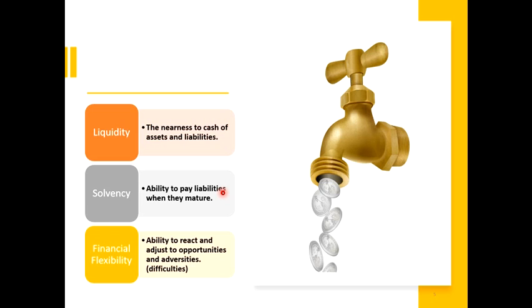Contoh macam sekarang, most of the company is facing the adversities. As you can see, due to COVID-19, so a lot of companies is lay off dia punya employees. Sebab apa? Sebab financial flexibility dia tak ada. Dia tak ada financial flexibility yang tinggi. Sebab tu bila ada difficulty, bila adanya adversity tu, dia tak mampu nak kawal. Okay? Itulah liquidity, solvency and financial flexibility.